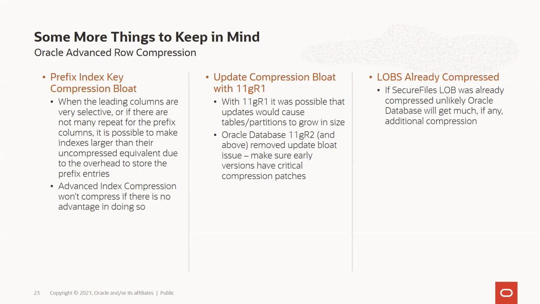But if you are on an 11GR1 system, especially if it's unpatched, and you turn on advanced compression, and you saw your table start growing in size after updates, you could be running into this issue. You want to patch up your 11GR1s. But if you're on a patched system, anything 11GR2 and above, you wouldn't see this. I just want to make you aware of that fact. And in terms of advanced LOB compression, if your LOBs are already compressed, you may not see much more compression out of your LOB compression. If whatever created those LOBs already compressed it, it's unlikely that we'll get much more out of it. So again, just keep that in mind.